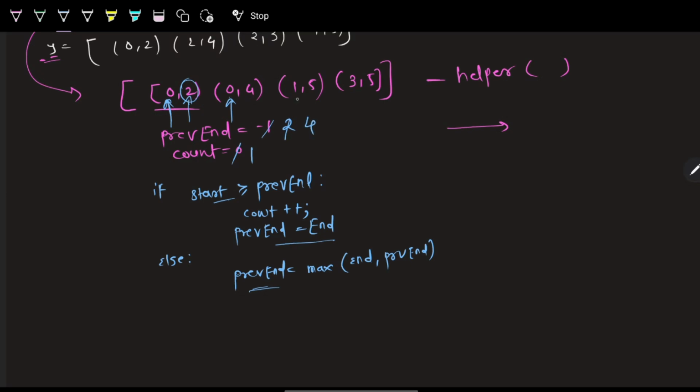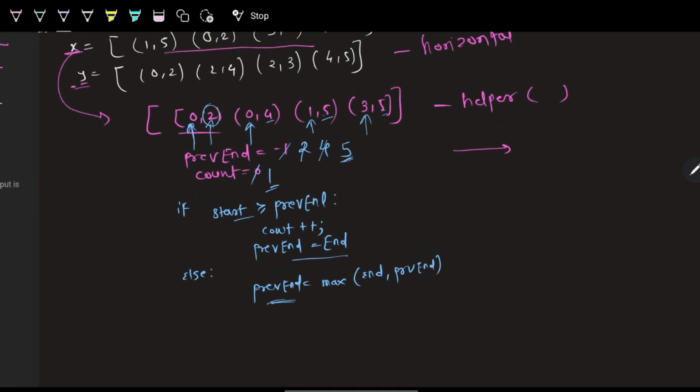Makes sense? Again I will come here. I will check. My start is 1, my previous end is 4. No, so I will go into the else condition. I will update my previous end by the max of this or this, so that is 5. Again I will come here. Again this is smaller, so I will update by this or this, which are the same. So you can see my count is only 1. So for the x interval it is becoming 1.